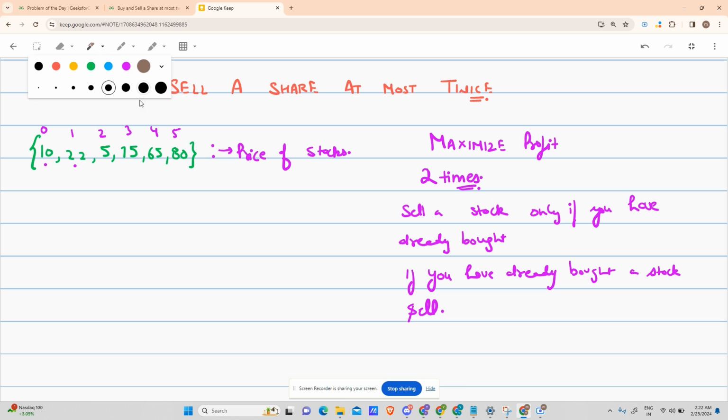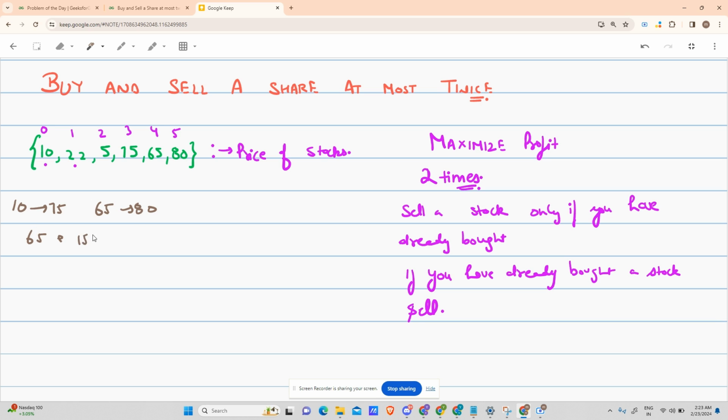All right. So in this case, what should be the maximum answer that is possible? You can buy at 10, sell at 75, then buy at 65, then sell at 80. What is the profit then? It will be 65 plus 15, which equals 80. Another option is you buy at 22, sell at 75, buy at 65, sell at 80, which will be a lesser one because 22 is greater than 10.